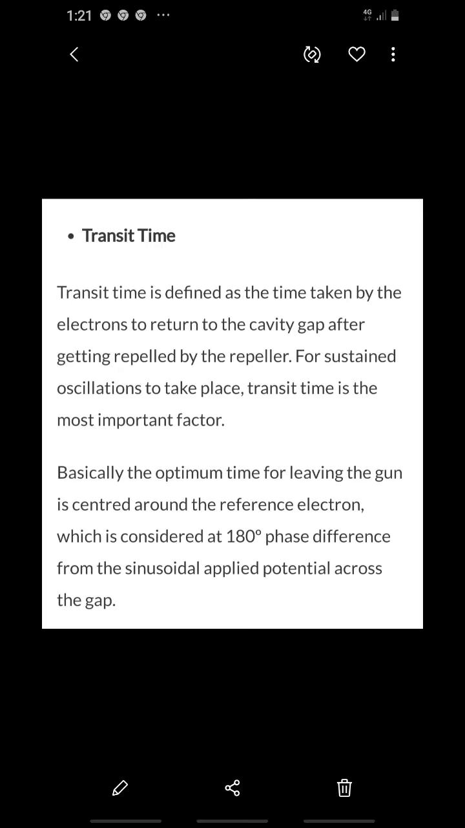Basically, the optimum time for leaving the gun is centered around the reference electron, which is considered at 180-degree phase difference from the sinusoidal applied potential across the gap.